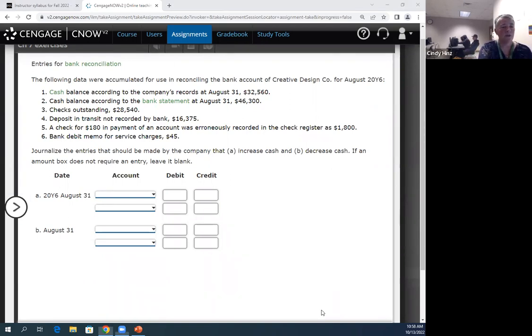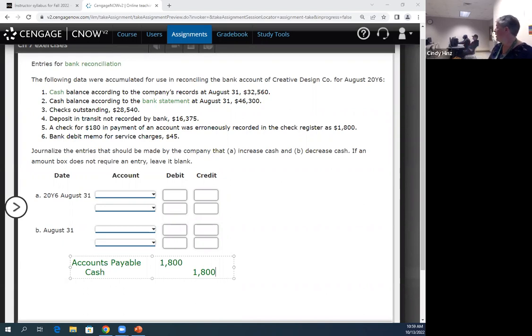So let me put on the screen what the original journal entry would have looked like when we made that payment for that accounts payable that we had. So we would have debited accounts payable 1,800. Remember, it should have been 180, but we had a mistake. And we credit cash because we used cash to pay that bill. Again, the check was only for $180, but the amount we put into our records was 1,800.